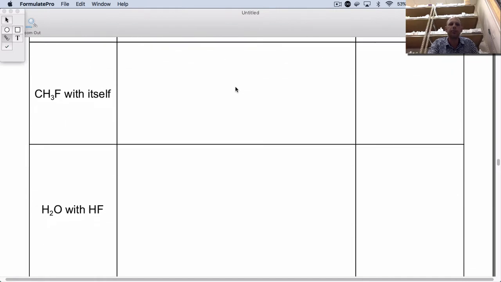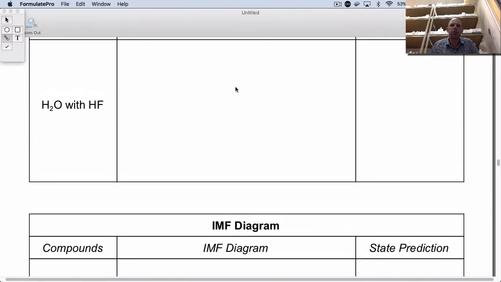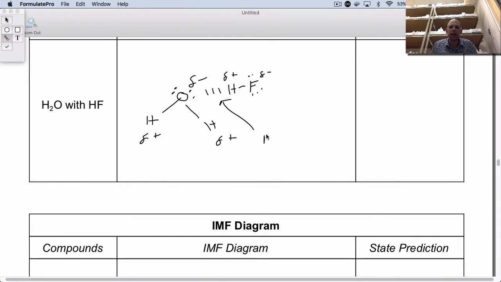They're just there. Let's do H2O with HF. When you do these out, you will see that they are polar, so I'm going to leave the partial charges there. And we see that this is polar. Okay? So the positive side of it is here, and that's going to line up here. So that is called a dipole to dipole interaction, and this would tend to be a liquid.